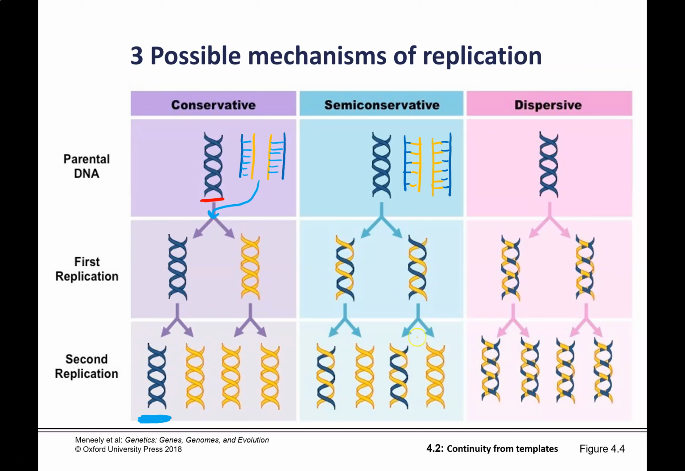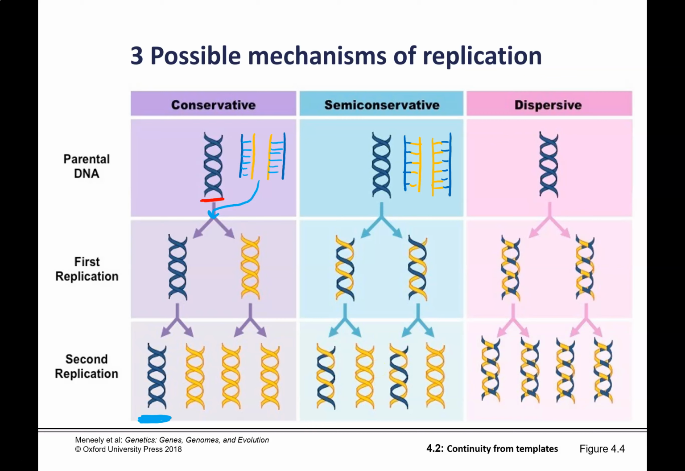And then if you do another round of replication, you have your original from the first round, and then your new strands being made from those daughter strands. Now, these are still all identical. Don't let the colors confuse you. They're still identical molecules to one another made out of their complementary strands.